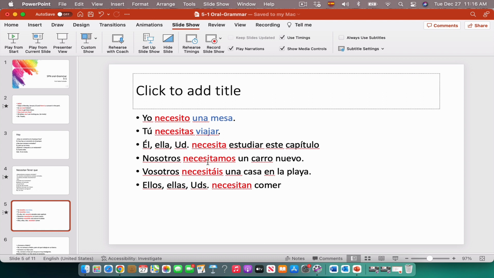Nosotros necesitamos un carro, we need a car. Vosotros necesitáis una casa en la playa, you need a house on the beach. And ellos, ellas, ustedes necesitan comer. You or they need to eat. Okay, so this is the way we conjugate necesitar, which is when we want to say we need a house, we need to travel, and so on.